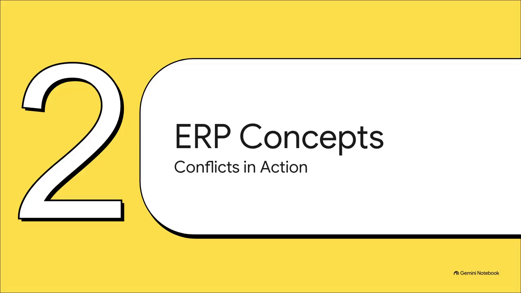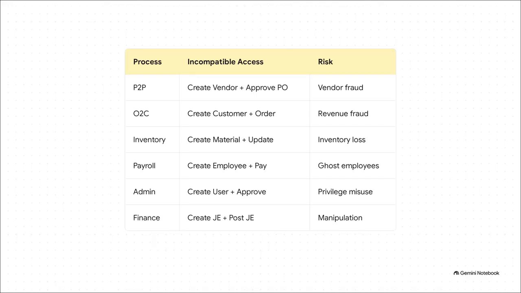Section 2. ERP Concepts and Conflicts. Let's see what happens when these rules hit reality. Let's break down some examples of SoD conflicts in an ERP. In procure-to-pay, or P2P, the incompatible access is someone creating a vendor, approving a purchase order, processing the invoice, and releasing payment. The risk? Vendor fraud and duplicate payments.